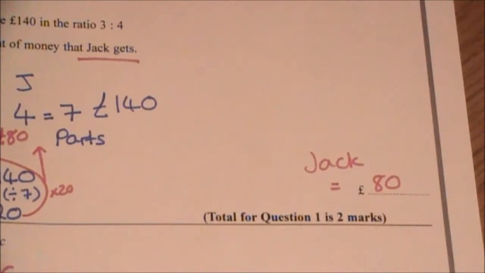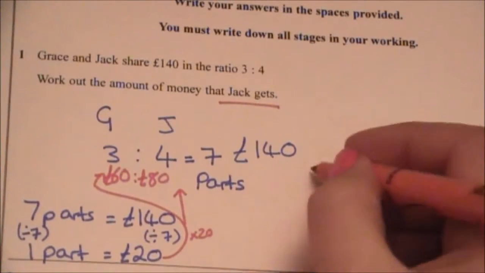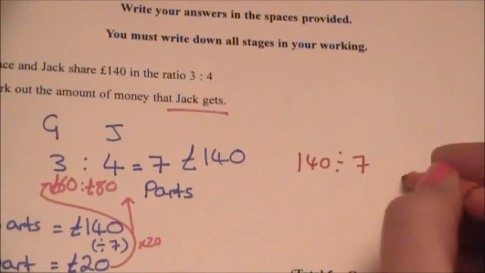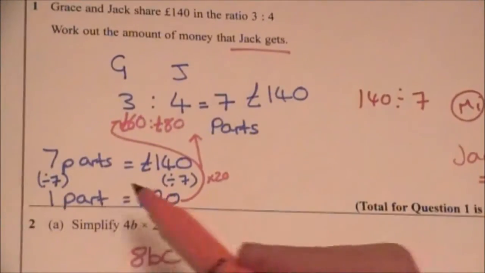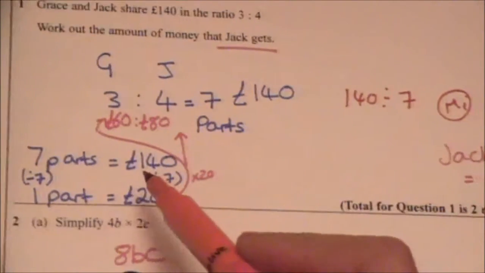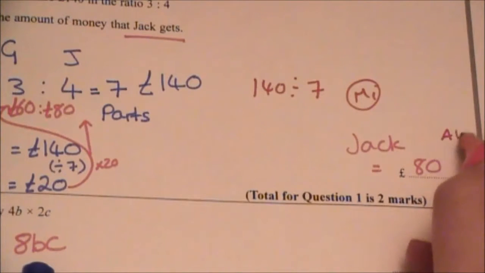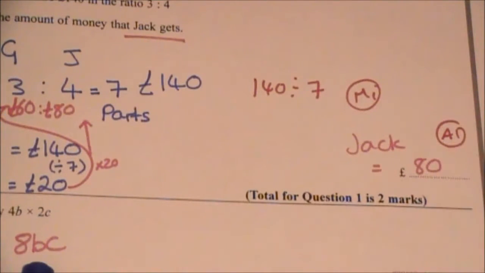This is a 2-mark question, and the marks are distributed. First of all, you get 1 mark for showing that you've done 140 divided by the 7. That gives you 1 mark. That's what I did down here. The second mark is then going to be your answer mark for multiplying it back in.